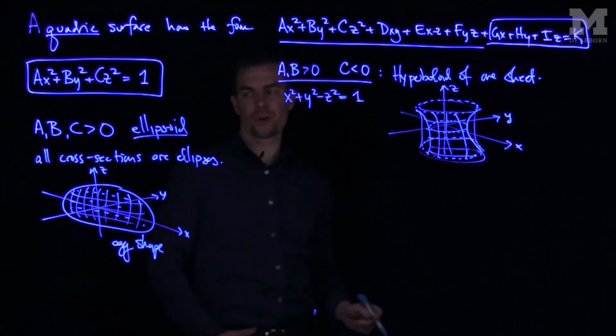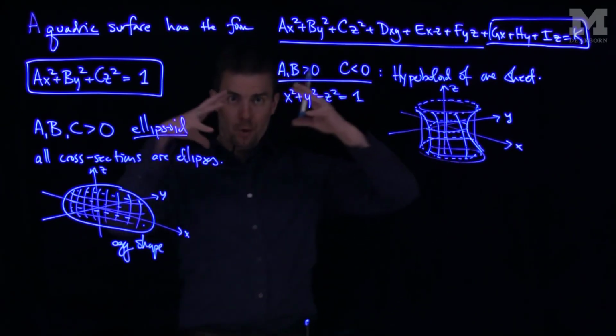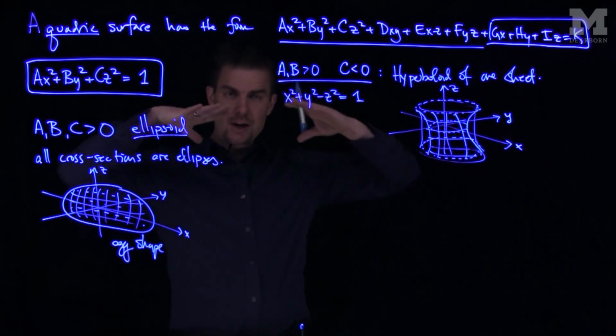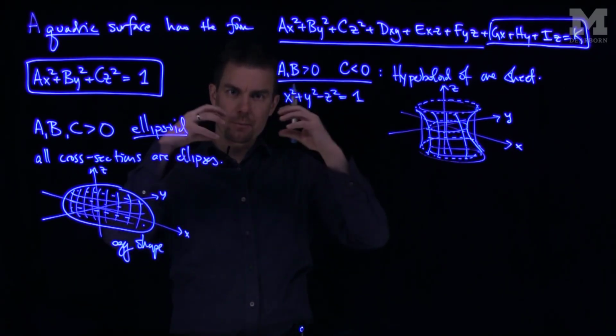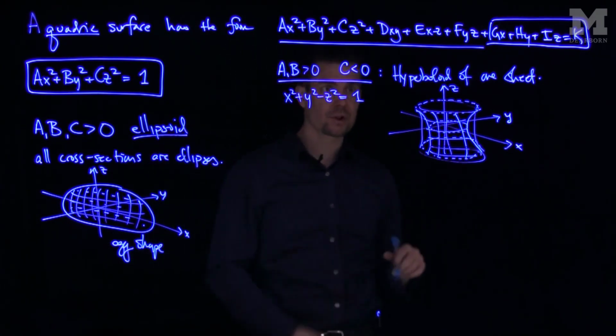There's only 1 sheet to this hyperboloid. But unlike the egg, where the egg is pushing out in all directions, the hyperboloid is contracting in one of the directions. So the hyperboloid is contracting rather than pushing out. So that's going to play a notion when we talk about curvature.